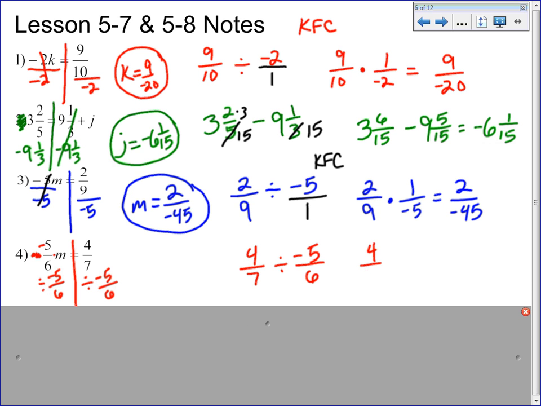We keep the first, flip the second, and change the sign to multiplication. 4 times 6 is 24. 7 times 5 is negative 35. These are going to cancel out. We're left with m equals 24 over negative 35.